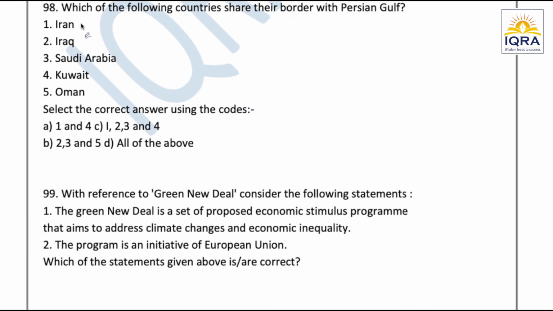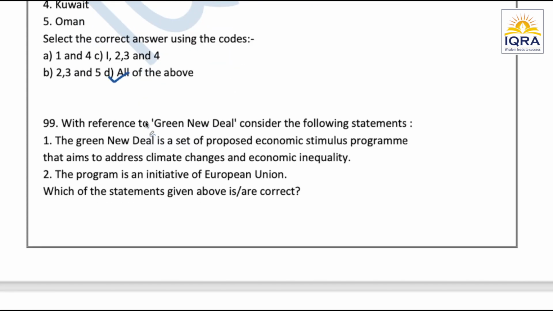Question number 98. Which of the following countries share the border with the Persian Gulf? So Iran, Iraq, Saudi, Kuwait and Oman. Again, mapping is important, and make sure that you prepare the boundaries and the borders of the important countries very well. Especially those given in the news, make sure that you know all the boundaries and the water bodies surrounding them, right, which are present there. So the Persian Gulf is bordered by all of these: Iran, Iraq, Saudi, Kuwait, Oman. So option D becomes the right answer for this.